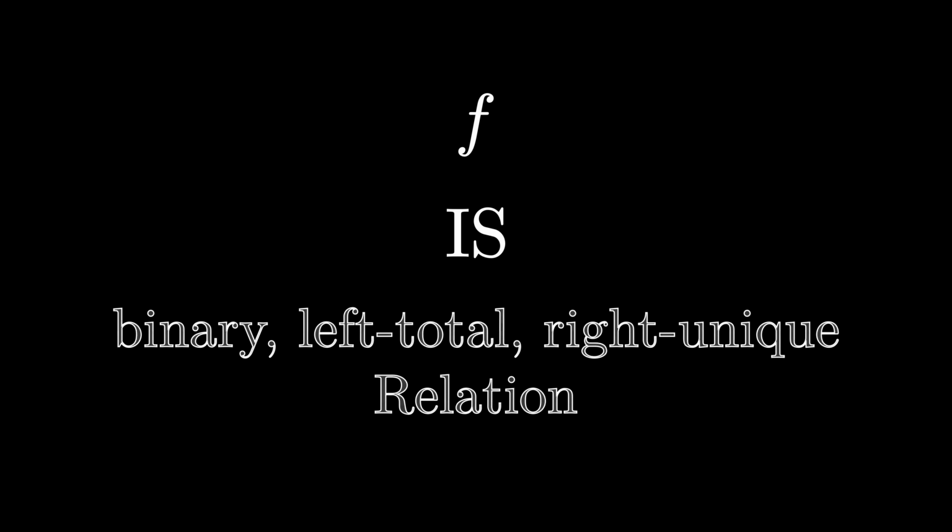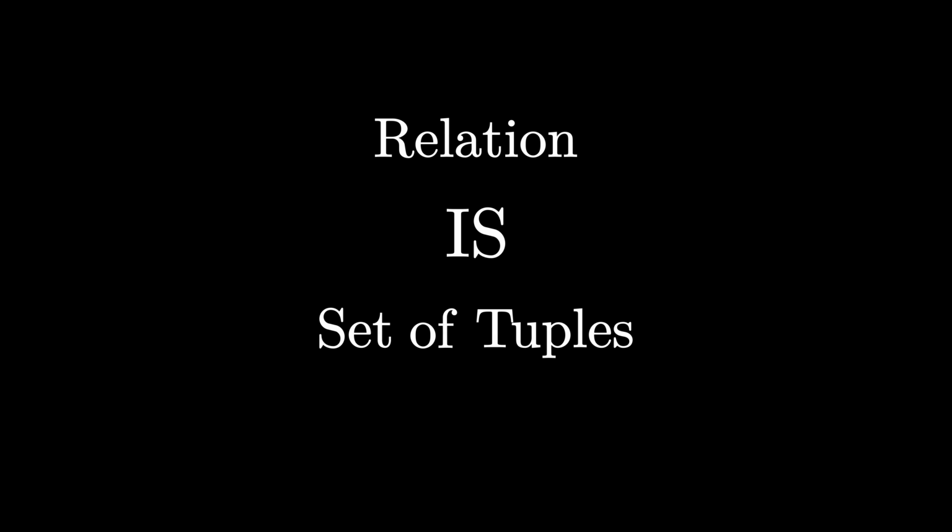To answer this question, we first need to dig a little deeper. In mathematics, a function is a binary left total and right unique relation. Don't worry, it sounds more complicated than it is. A relation is a set of tuples. Now, a set is simply a collection of objects. In mathematics, this is usually denoted by curly brackets.